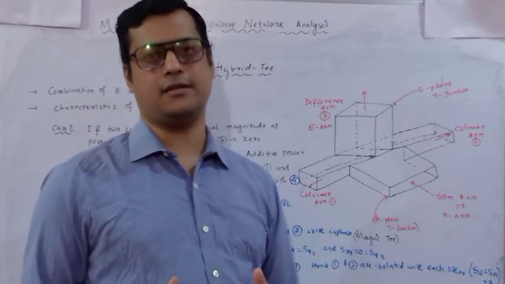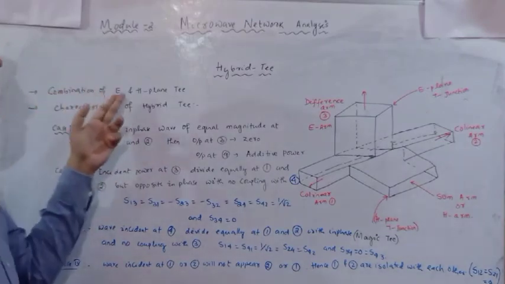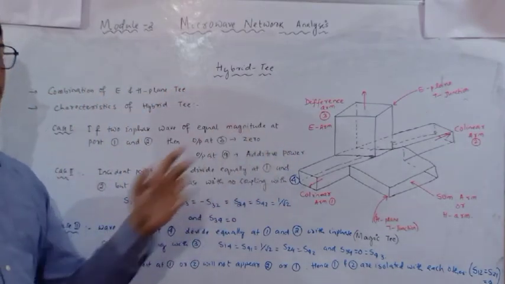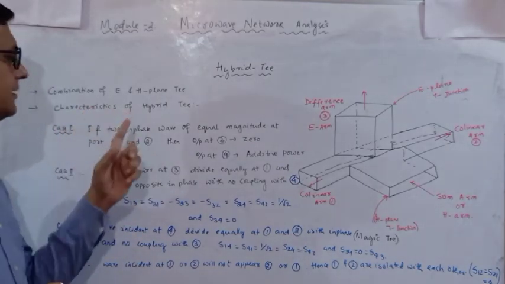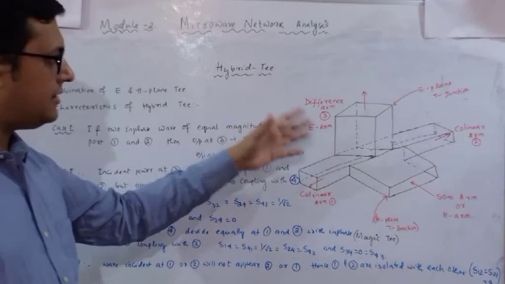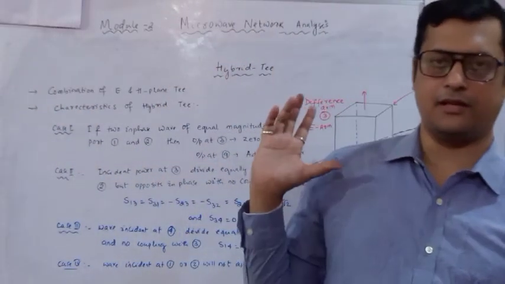So what I have discussed now, I have jotted down, as you can see. First, it is a combination of E and H plane T. Yes, it is a combination of E and H plane T. So it is a 4-port device. Second, the working principle of this 4-port network is called the characteristics of this particular device.